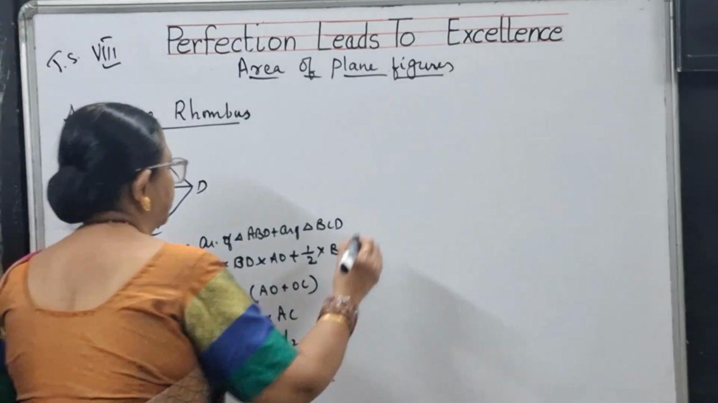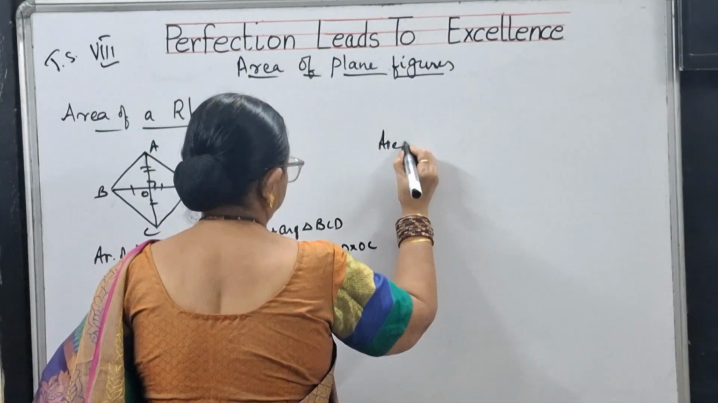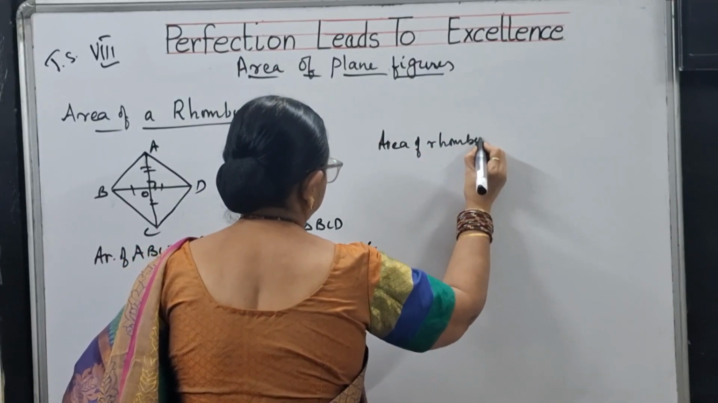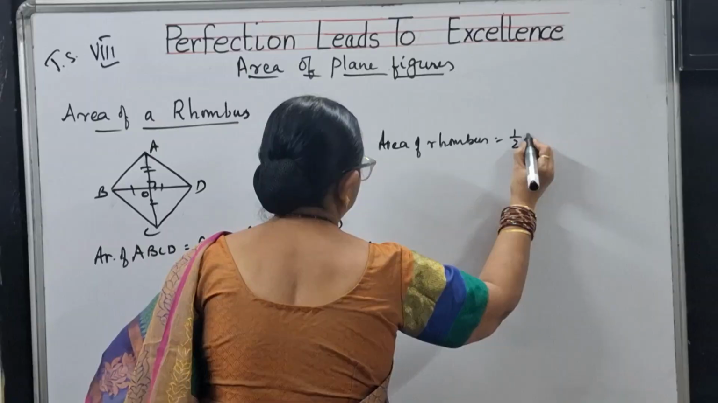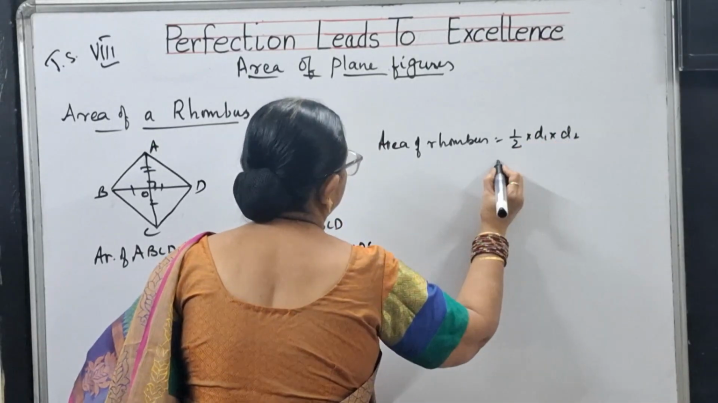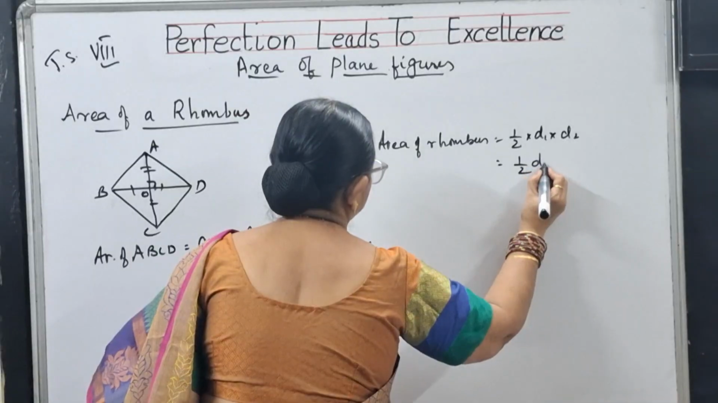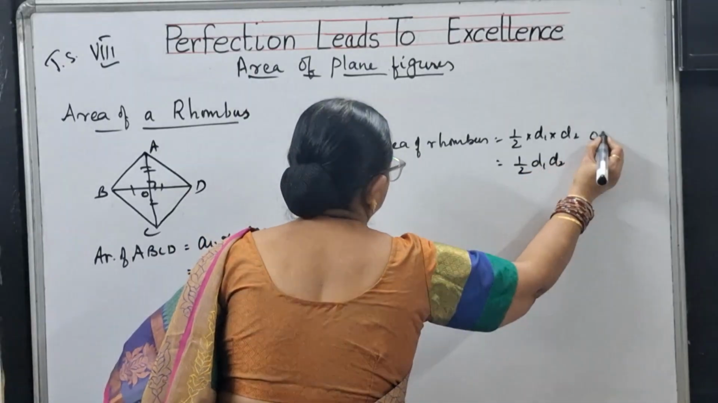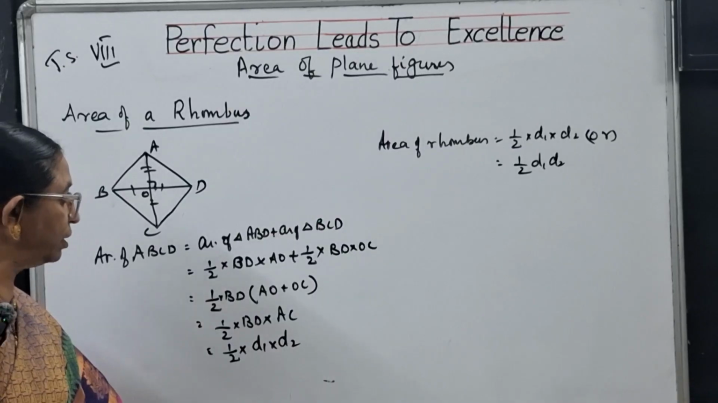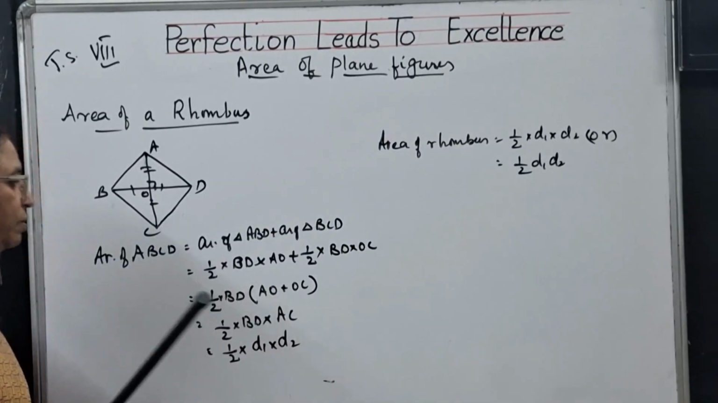So the area of a rhombus is half into D1 into D2, or we can also write half D1 D2. Anyway, we can write it, children. This is the formula for the area of a rhombus.